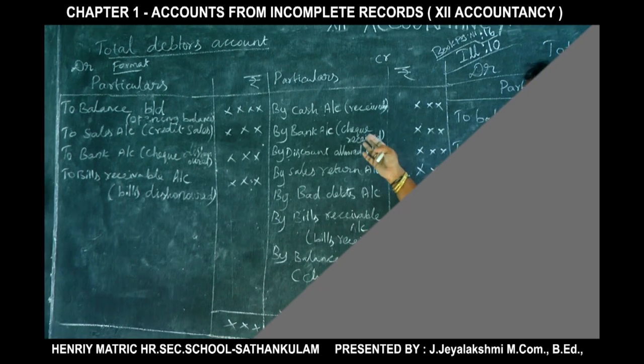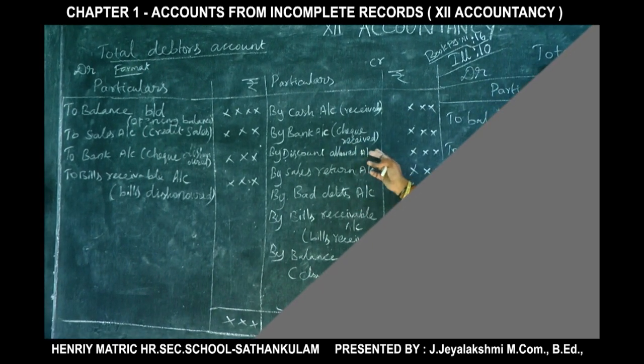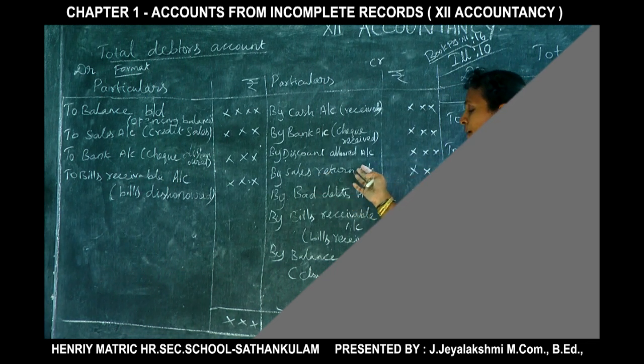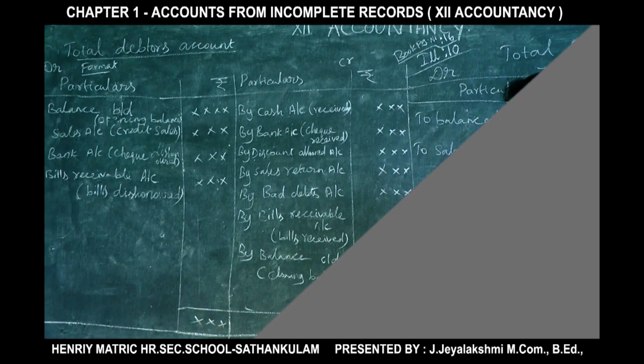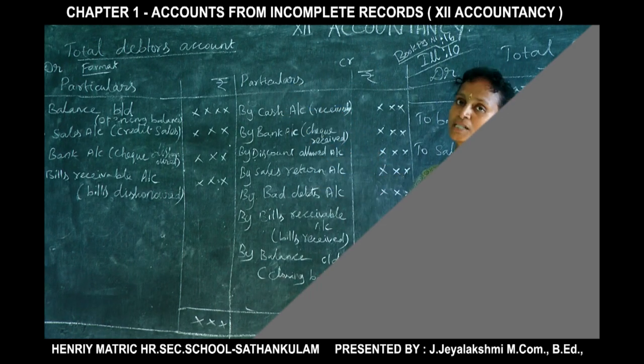Then bank account, check received. Here check received, and then by discount allowed, how much we have allowed. Then sales return account, which is what we returned. Then bad debts. Then bills received account, bills received, that should be taken. By balance carried down, the closing balance we have. So this is the amount of total debtors.